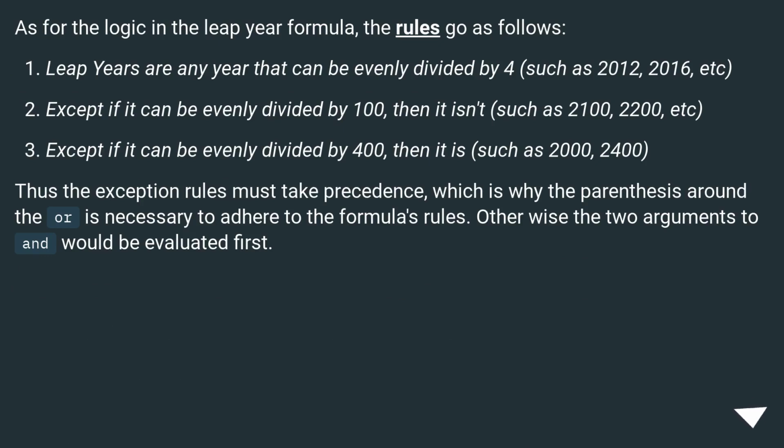As for the logic in the leap year formula, the rules go as follows. Leap years are any year that can be evenly divided by 4, such as 2012, 2016, etc. Except if it can be evenly divided by 100, then it isn't, such as 2100, 2200, etc. Except if it can be evenly divided by 400, then it is, such as 2000, 2400. Thus the exception rules must take precedence, which is why the parenthesis around the or is necessary to adhere to the formula's rules. Otherwise the two arguments to and would be evaluated first.